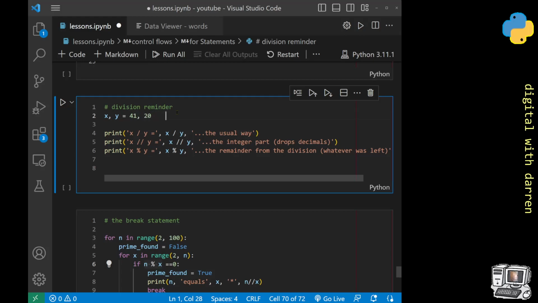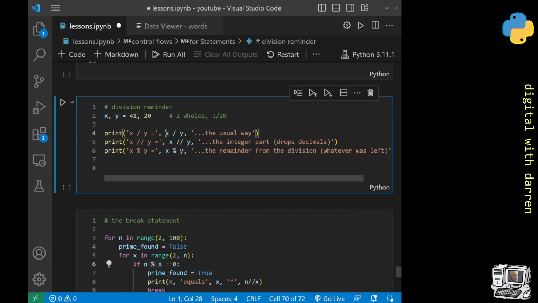So I'll actually put that in there. 20 fits into 40 two times. We've got two wholes, and then we're left with 1 part out of 20, the other bit that's left over, this little 1 extra bit over there. So we've got this decimal that's produced, and there are 3 different ways of doing divisions in Python, and they give us 3 different answers.